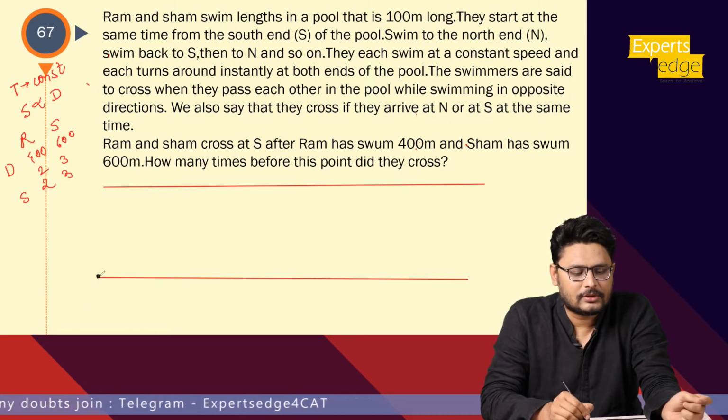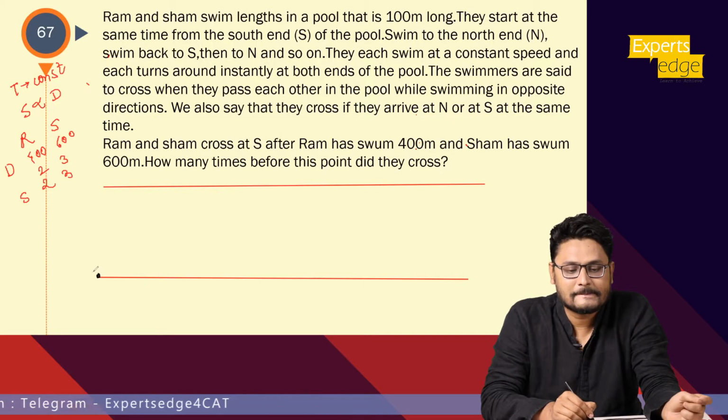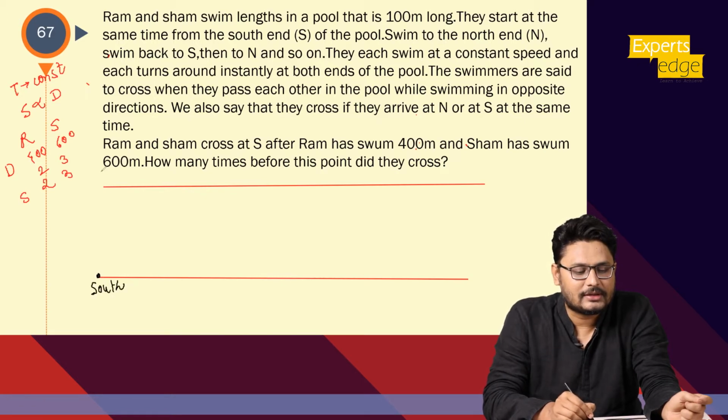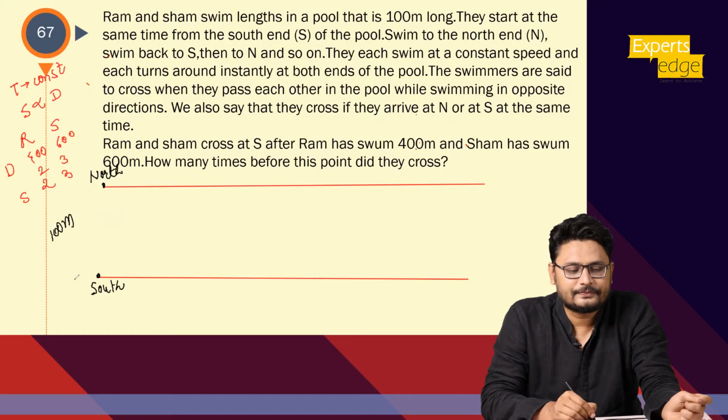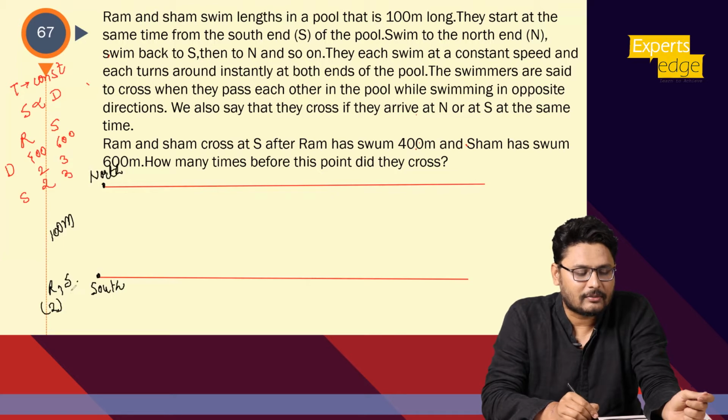So let's say they start from the south end. This is the south end and this is the north end. The distance given between them is how much? 100 meters. And here is Ram, also here is Shyam. What is the ratio of their speeds? As I got, Ram's is 2 and Shyam's is 3.